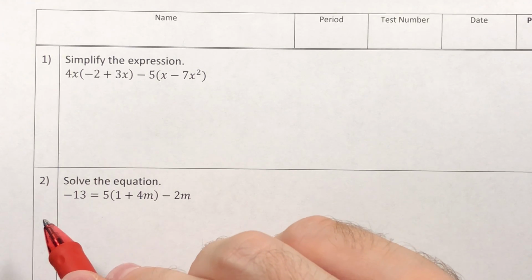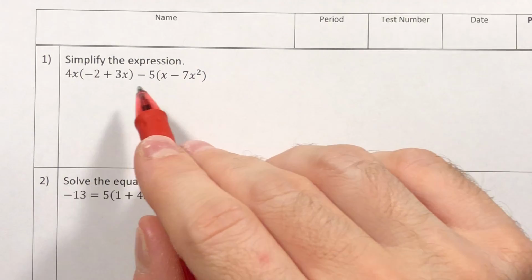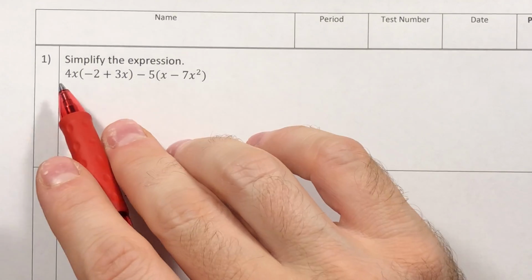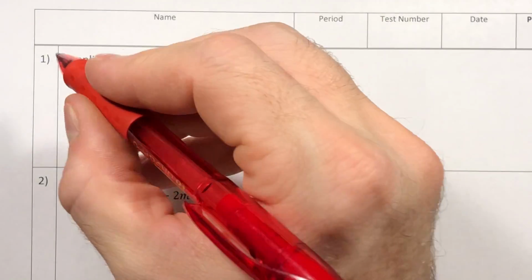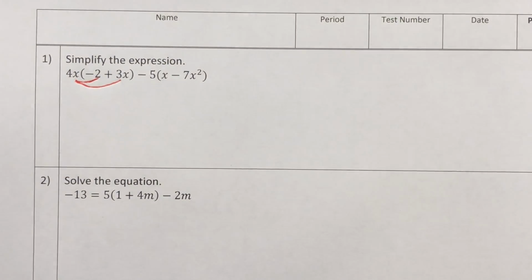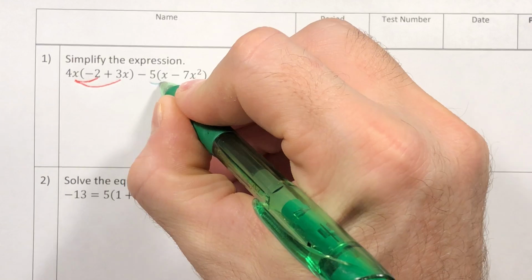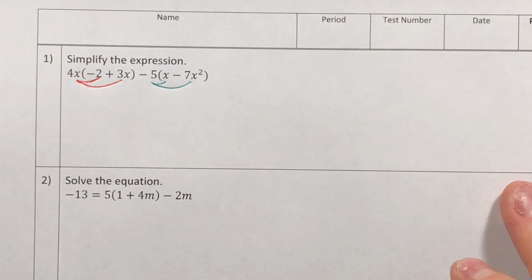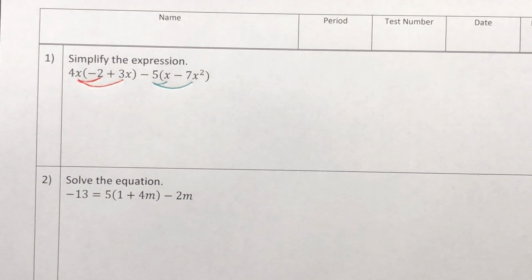So my next step is to move into exponents. Again, I can't do that, but I can do multiplication and division, which means that this 4x can be multiplied in to both of these terms, along with, separately, this negative 5 can be distributed into both of these terms. So let's go ahead and distribute those aspects.